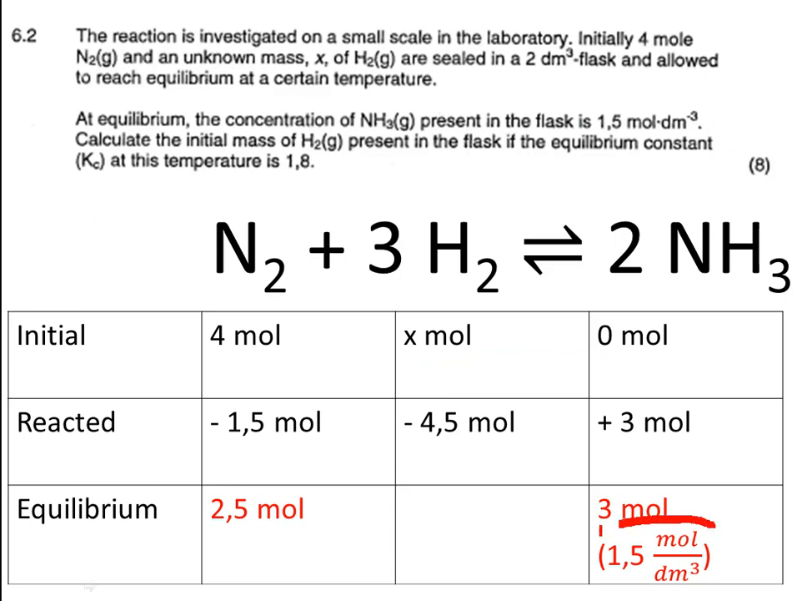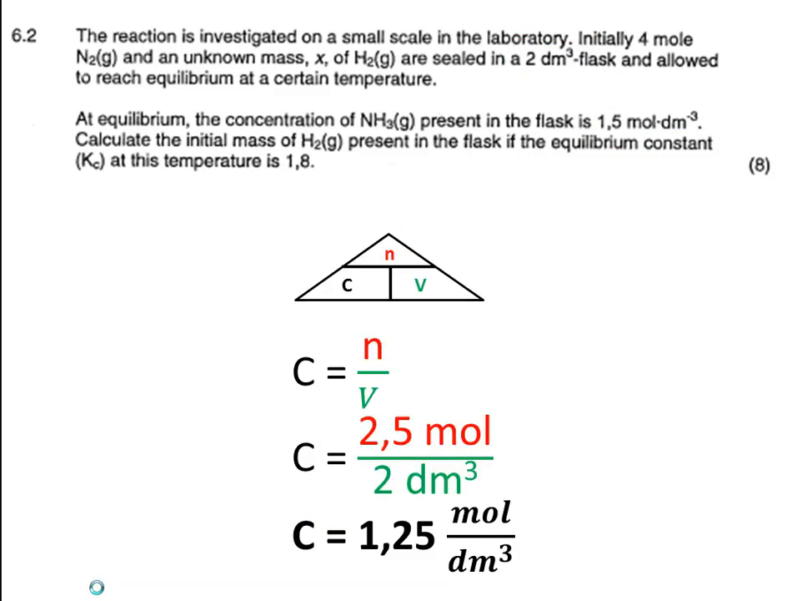So we already have that for ammonia, but as I've already said, we don't yet have it for nitrogen. We have the number of moles of nitrogen, but we can calculate it because we know the number of moles and we know the volume. So we can make use of this formula to calculate the concentration. Concentration is equal to number of moles divided by volume.